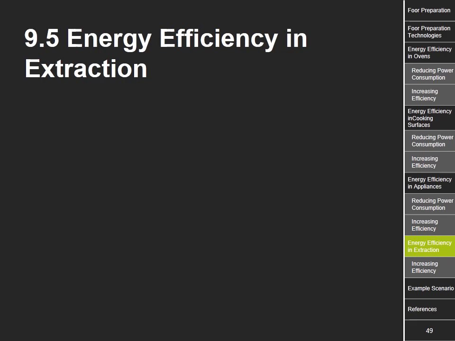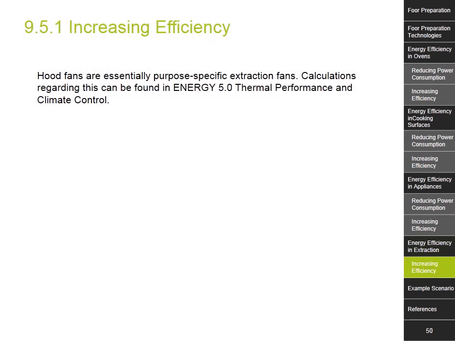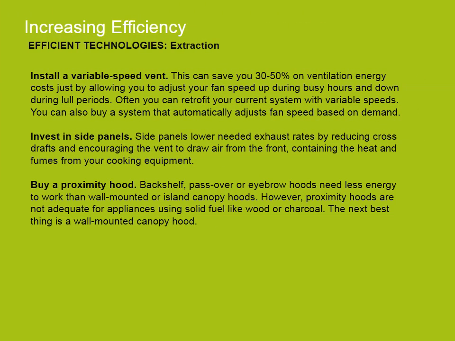Achieving energy efficiency in extraction. Hood fans are essentially purpose-specific extraction fans. Calculations regarding this can be found in Energy Session 5.0, Thermal Performance and Climate Control. It should be noted though that variable speed vents can save 30 to 50% on ventilation energy costs just by allowing you to increase your fan speed during busy hours and decrease during lull periods. Often you can retrofit your current system with variable speeds. You can also buy a system that automatically adjusts fan speeds based on demand.